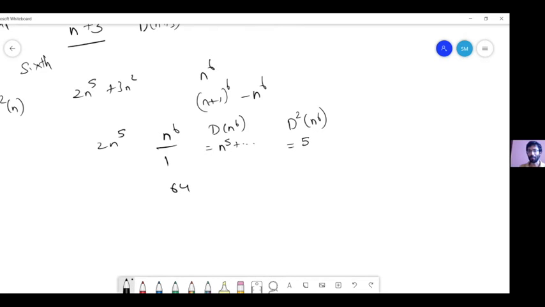5n to the power of 4. Why is this 5n to the power of 4? Why did this 5 come? Based on the calculus, the derivative. No, Sunil, it's not the derivative, sir. Yeah, so very important.